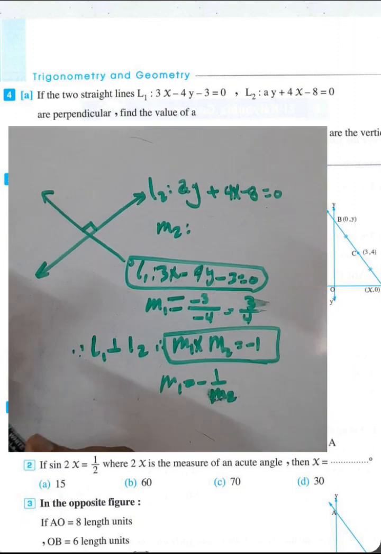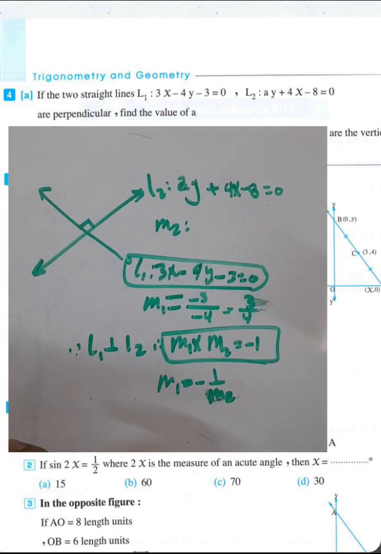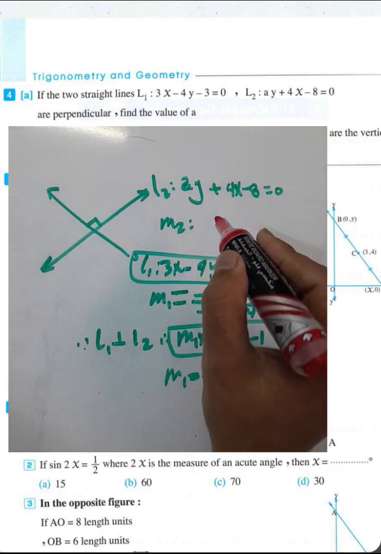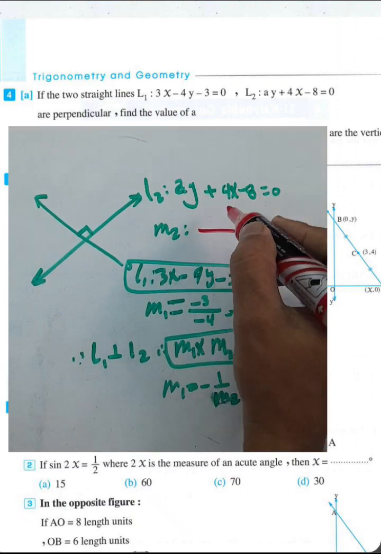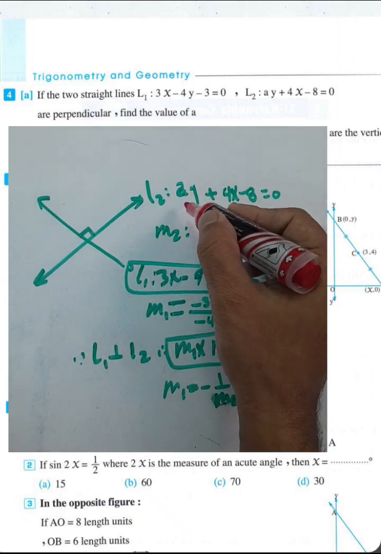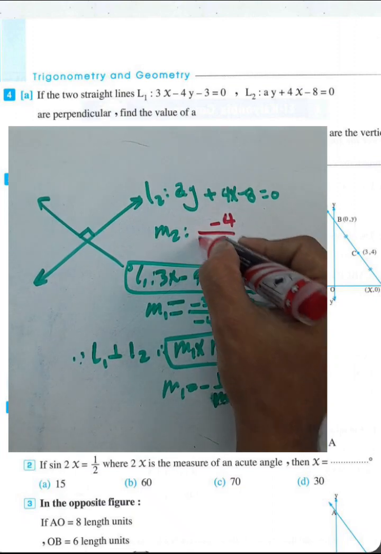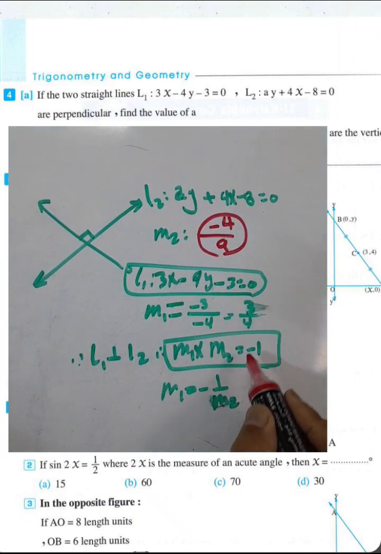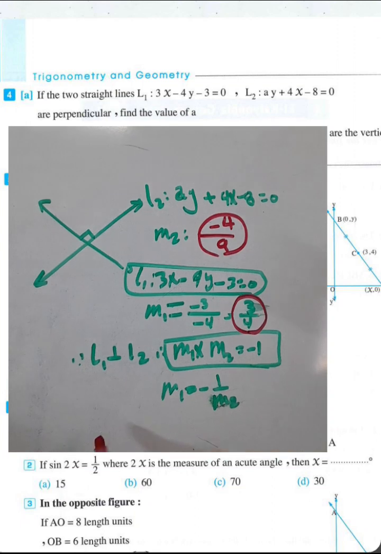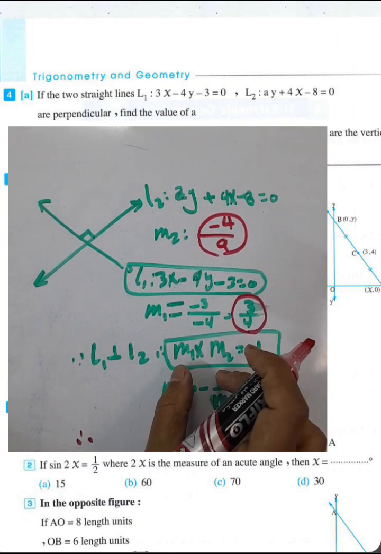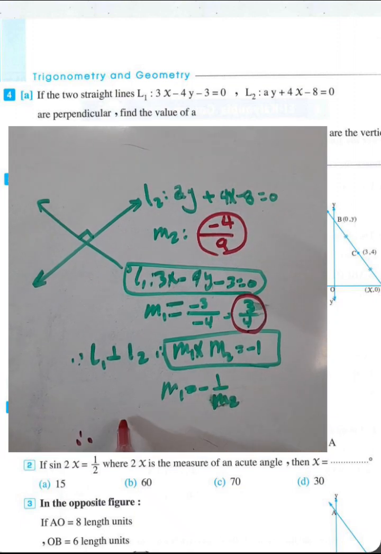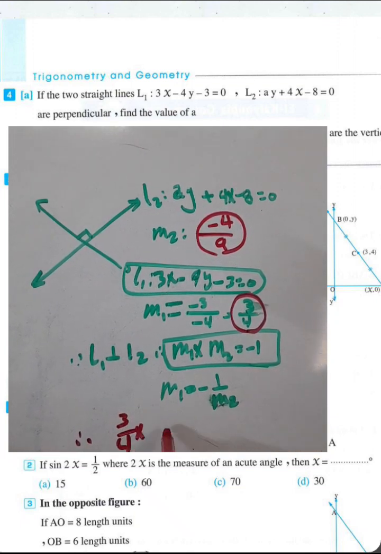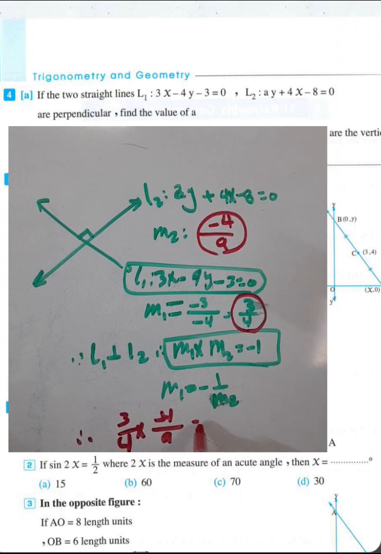Okay, and the slope of the straight line here will be the negative coefficient of x over the coefficient of y. The negative coefficient of x will be negative 4, over the coefficient of y, which is a. And we have slope 1 and slope 2. Then we can use this product between the two, m1 m2 equals -1. Then we can write step 1: 3 over 4 times -4 over a will be -1.